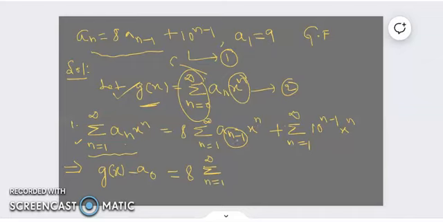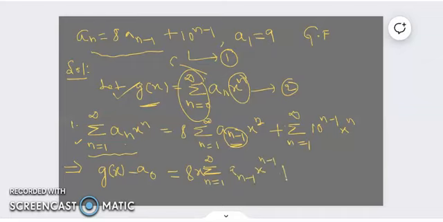So we are going to equal of these two, multiply x and divide x to get x power n minus 1. So we multiply x, a n minus 1 x power n minus 1.